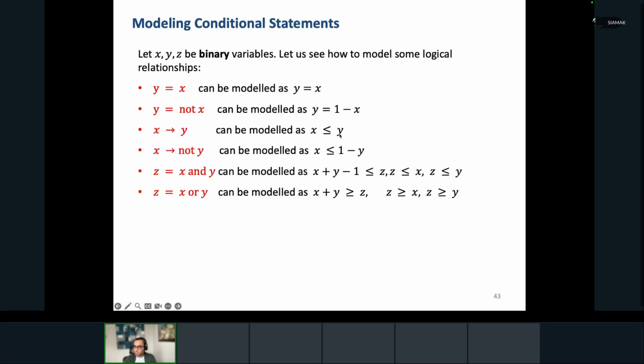But there are cases where y is binary, but x is integer. Y can be only 0 and 1, but x can be a big number as well, a number based on the other restrictions that you have in the problem. That's why you have to make sure that x is not just less than or equal to 1, but x is less than or equal to a number that it can get because it is integer. Therefore, you add the big M there.